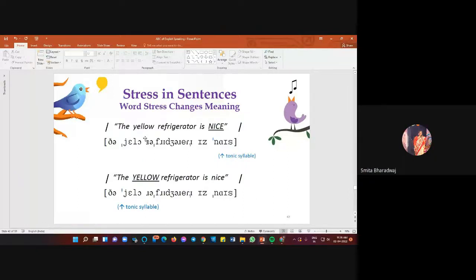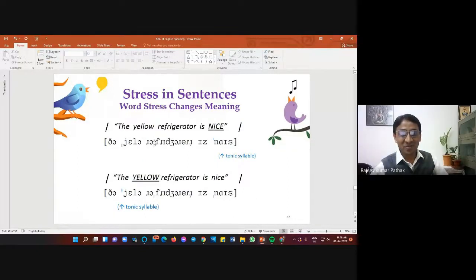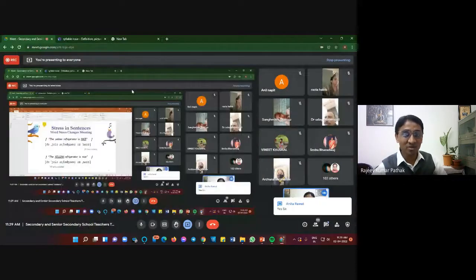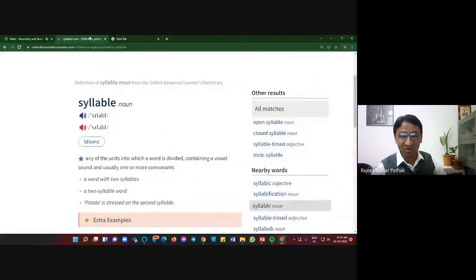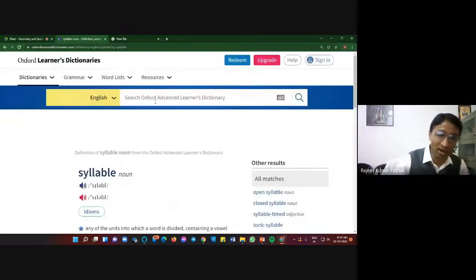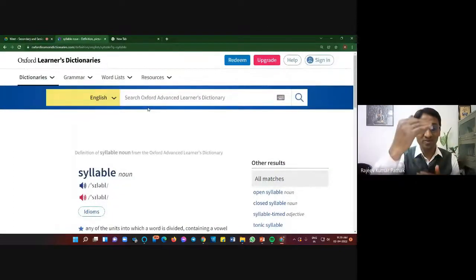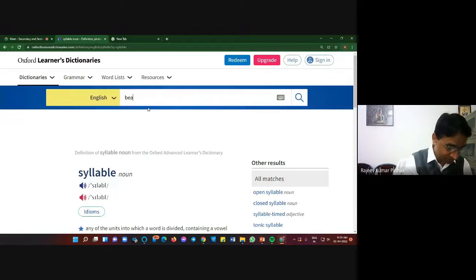Yes, sir. Now, stress in sentences. When it comes to sentences, the stress are of two marks. One is called primary stress, the other is called secondary stress. Primary stress जो main stress होता है वो primary होता है और secondary भी होता है जो उससे कम होता है. Primary has more breath force, secondary has less breath force.